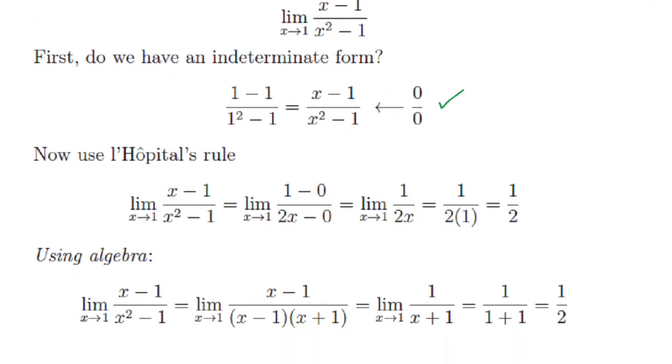We can also do this alternatively using algebra, because the denominator factors. And notice that in this case we cancel x minus 1, and we get the simple expression 1 over x plus 1. This is no longer an indeterminate form when we put x equal to 1. So the limit is just 1 over 1 plus 1 when x is set equal to 1. And that's 1/2. Same answer again.